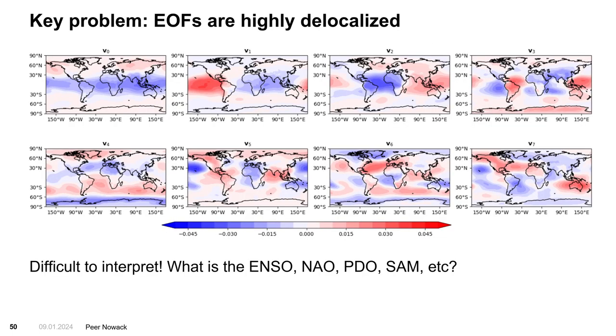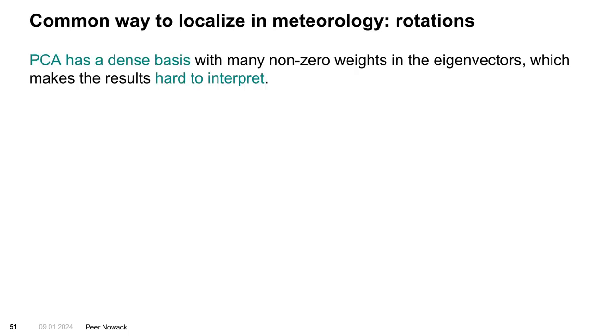So there's a trick to do this. So again, this is just what I said. They're highly delocalized, right? You have basically weights for each eigenvector everywhere. So how can we get something that is more interpretable? And there is a trick which is called rotations. Now, of course, it's just a different mathematical way of describing the data.